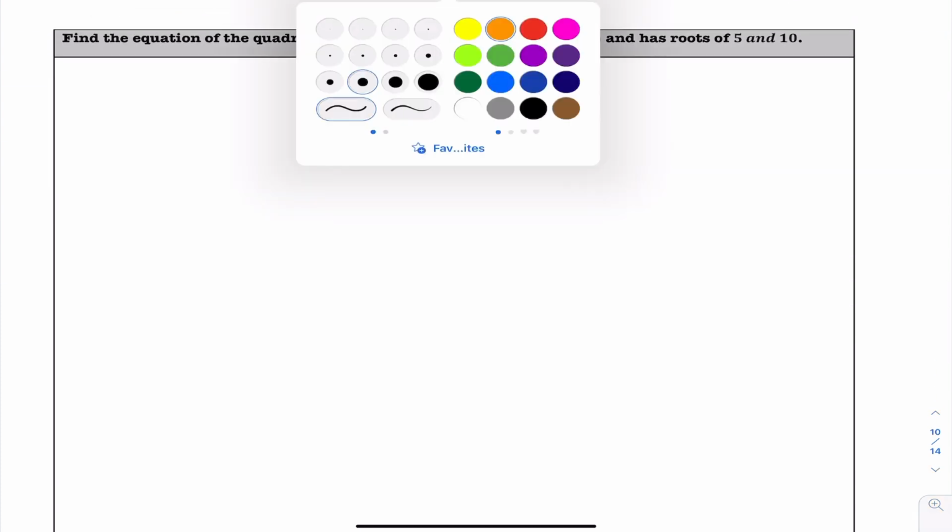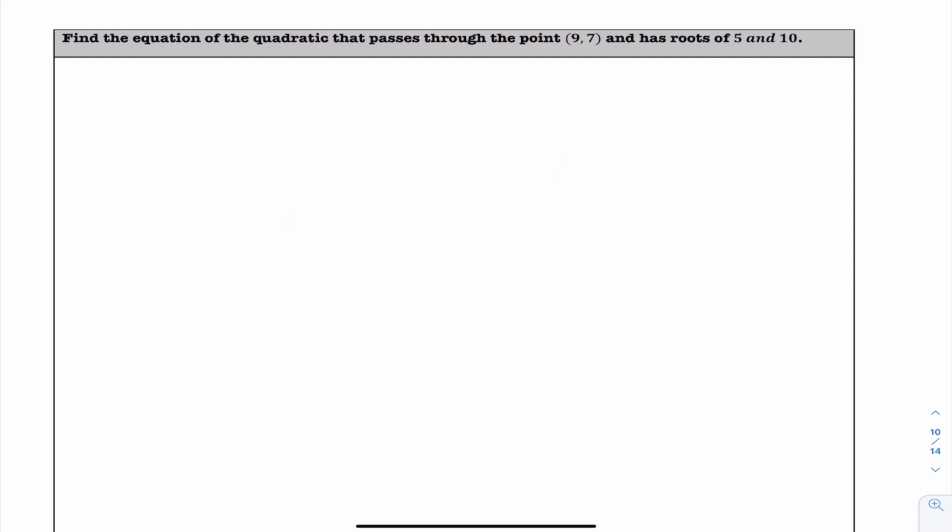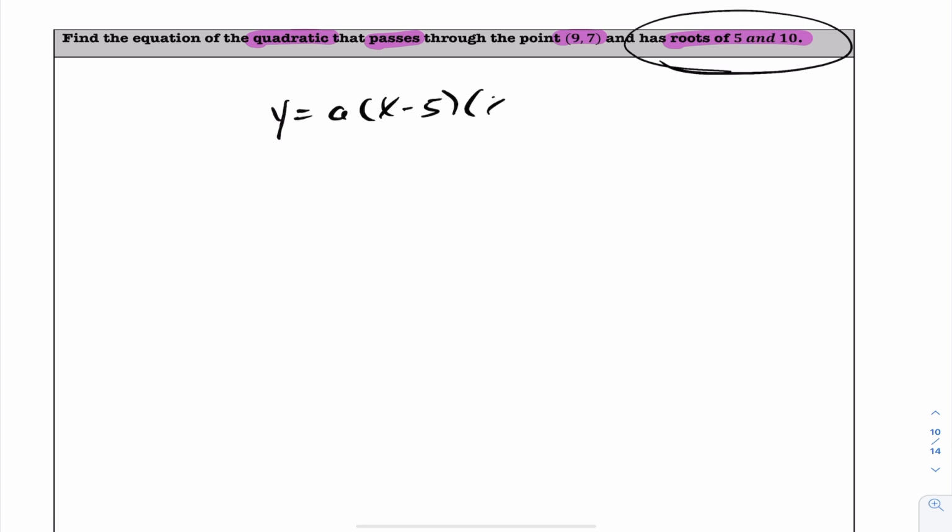Now for this question here, they want you to find the equation of the quadratic that passes through the point 9, 7 and has roots at 5 and 10. So if I have a quadratic that has roots at 5 and 10, I'm going to go right to factored form, and I'm going to create a quadratic that has roots at 5 and 10. So by inserting the x minus 5 and x minus 10, I now have roots at 5 and 10. I know it passes through this point here, so I'm going to sub this point into my quadratic, and that'll allow me to solve for a.